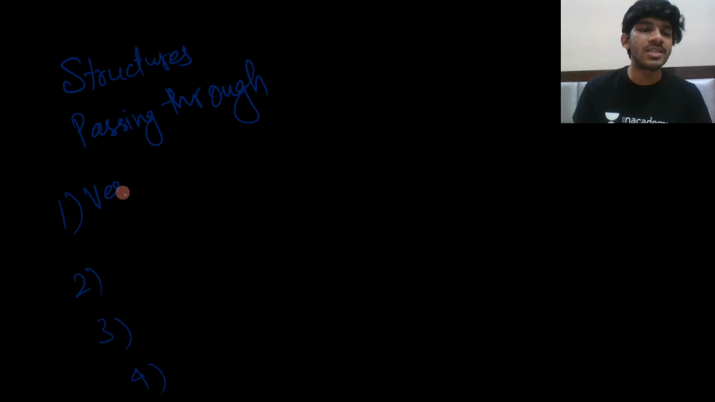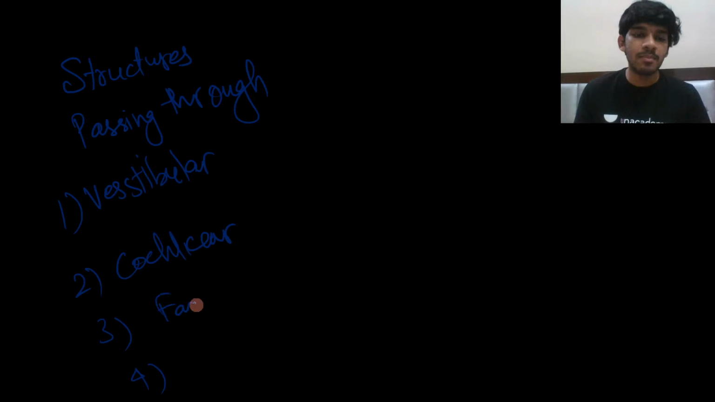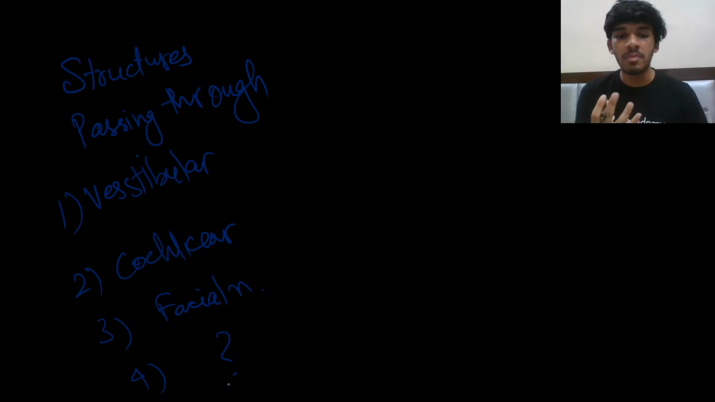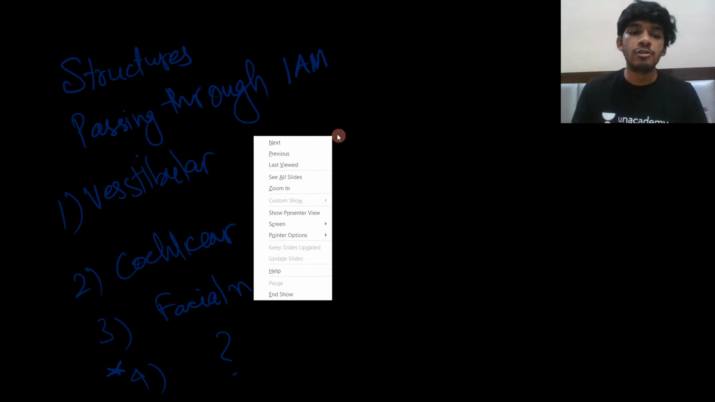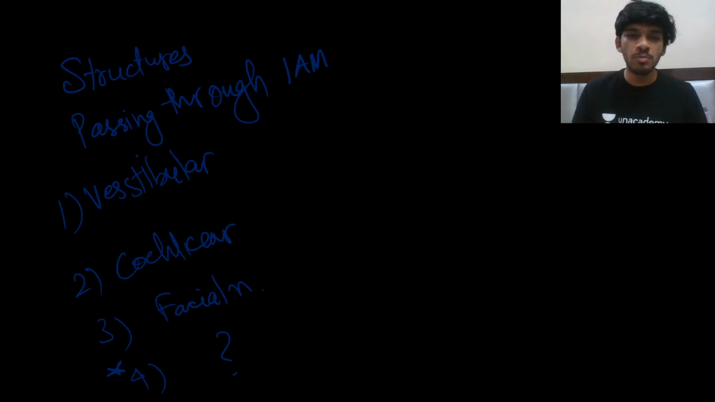So if I write the vestibular nerve and the cochlear nerve separately, then you know the facial nerve passes through, and then I am leaving one content here blank. So you can tell me the fourth structure in the comments. What is the fourth structure that I have not written here? What is the fourth structure that passes through the internal acoustic meatus, right? And the relations in the internal acoustic meatus, the nervous relations, those are the ones that I'll be telling you.